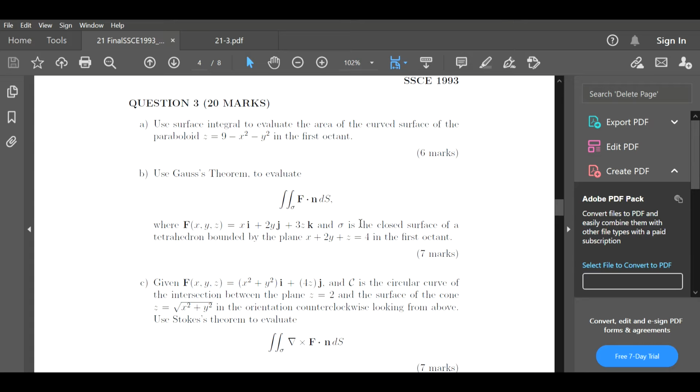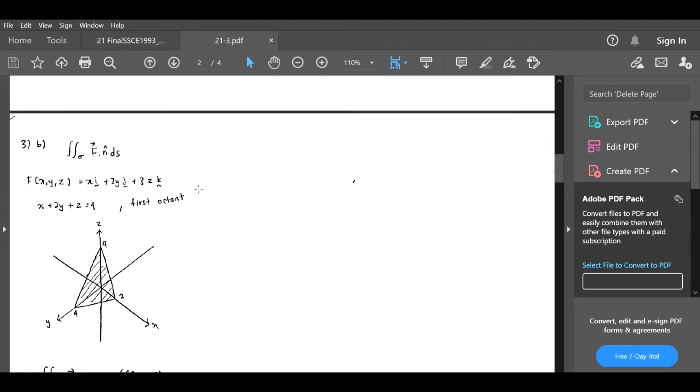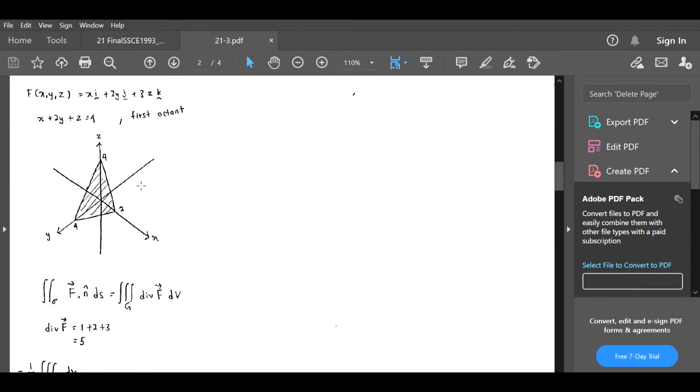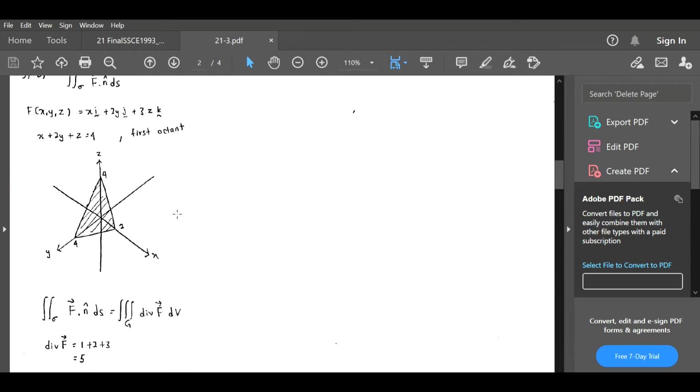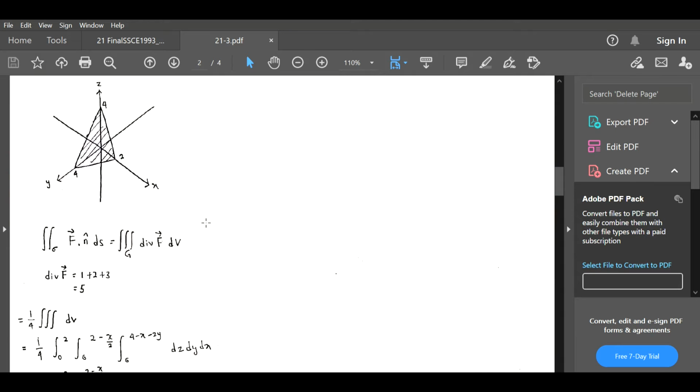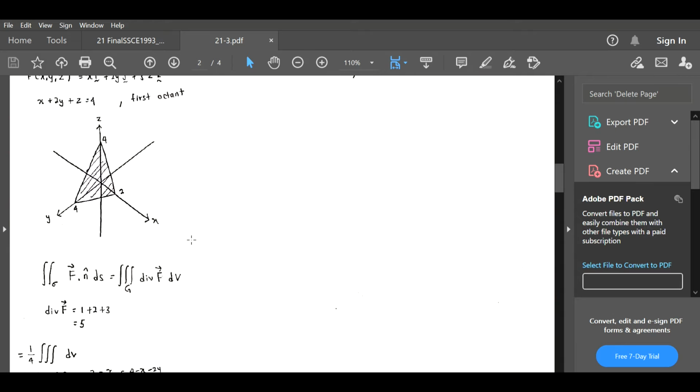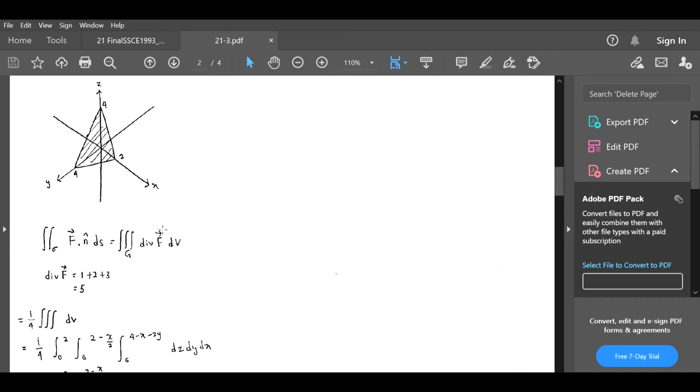Okay. So the next question is using Gauss theorem, you need to evaluate this, where F is given, and the closed surface of a tetrahedron bounded by the plane x plus 2y plus z equals 4 in the first octant. So this is the 3D graph, the shape in the first octant, the tetrahedron. And then the equation of this Gauss theorem.